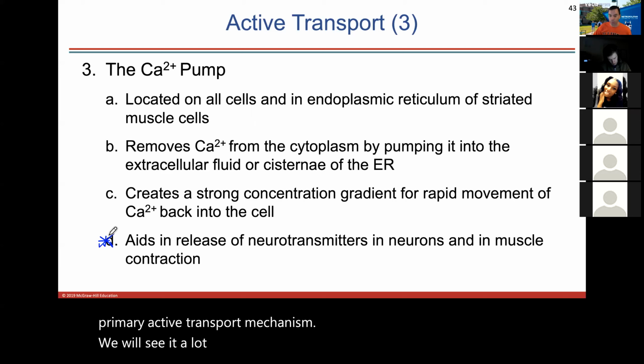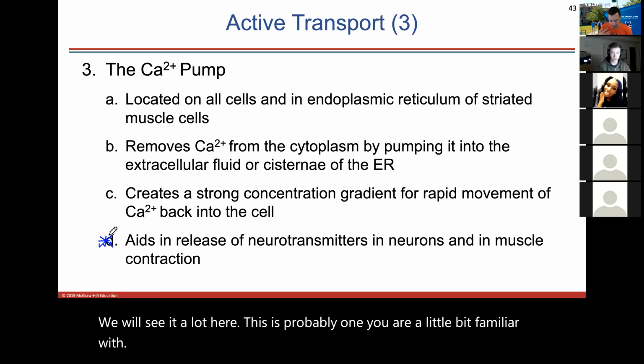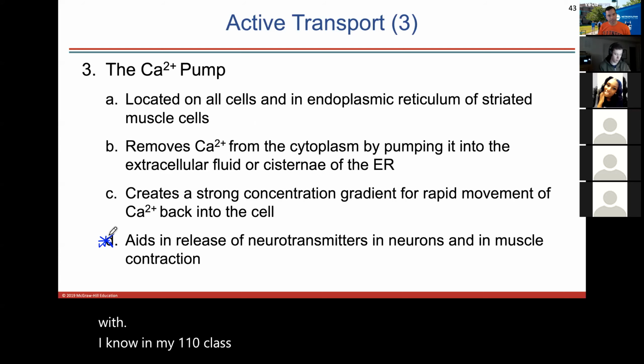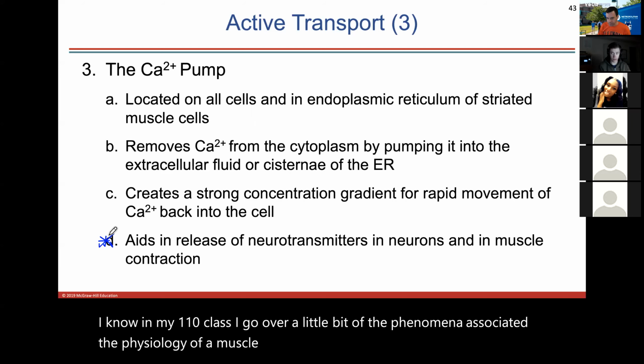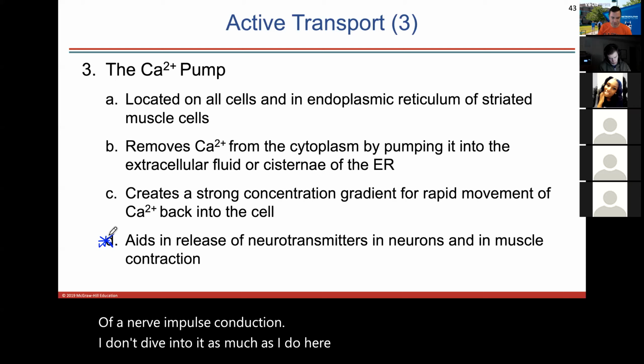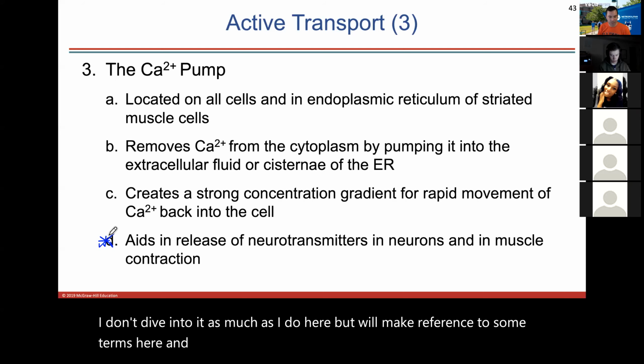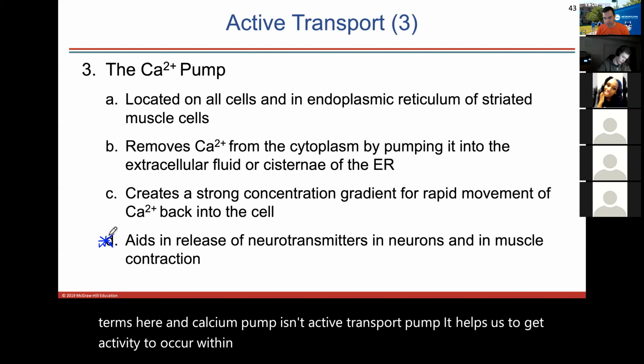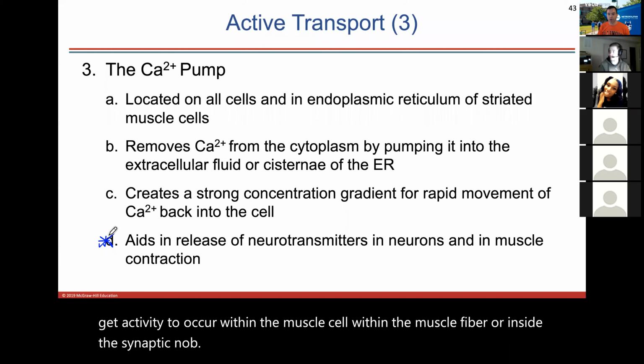This is probably one you are a little bit familiar with. I know in my 110 class, I go over a little bit of the physiology of a muscle contraction sequence and nerve impulse conduction. I don't dive into it as much as I do here, but we'll make reference to some terms. The calcium pump is an active transport pump. It helps us get activity to occur within the muscle cell, within the muscle fiber, or inside the synaptic knob. So that's probably one that you've seen.